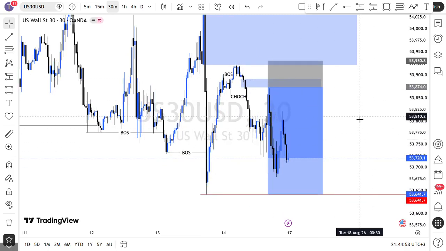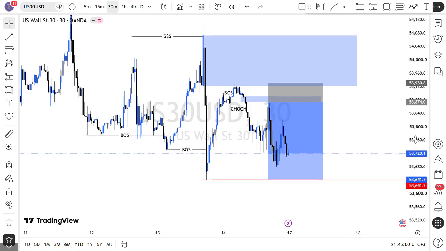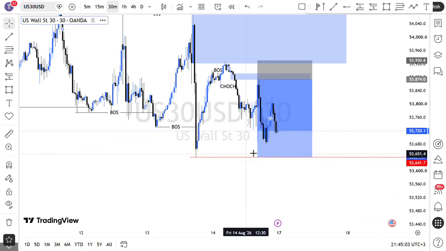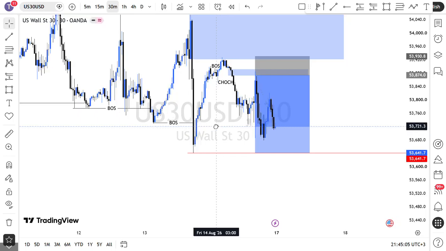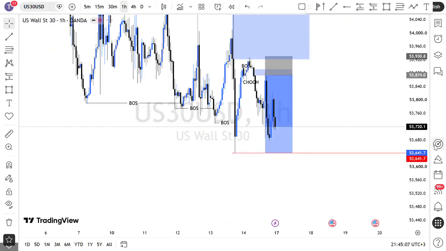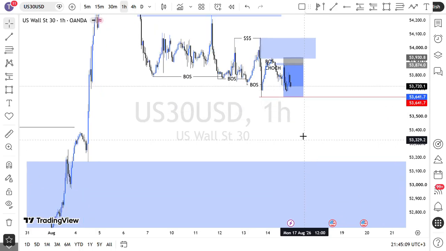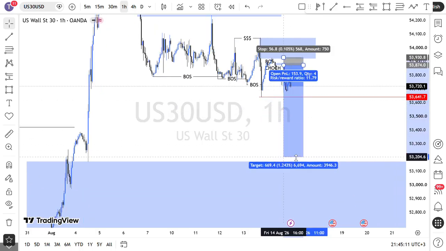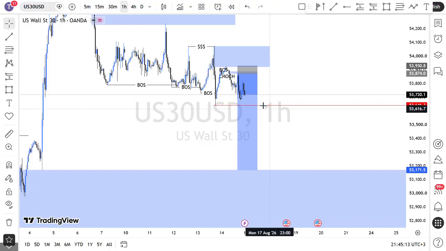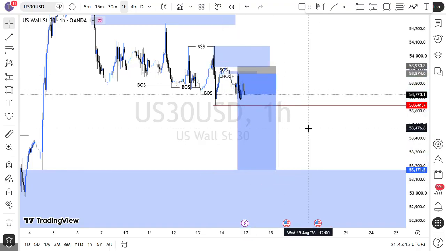After that change of character, I marked this fair value gap, and I'm targeting this external liquidity. So I'm expecting price to push down. I'm expecting price to push lower into this fair value gap, and then we try to look for buys the upside.